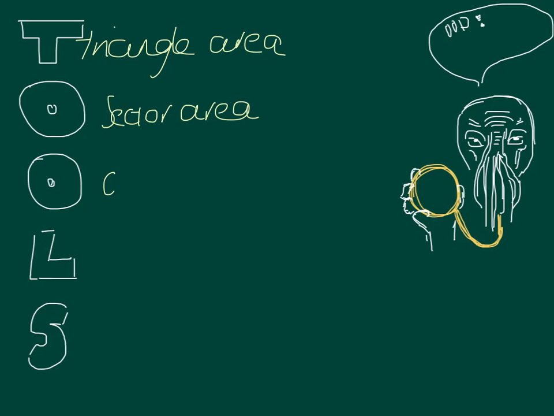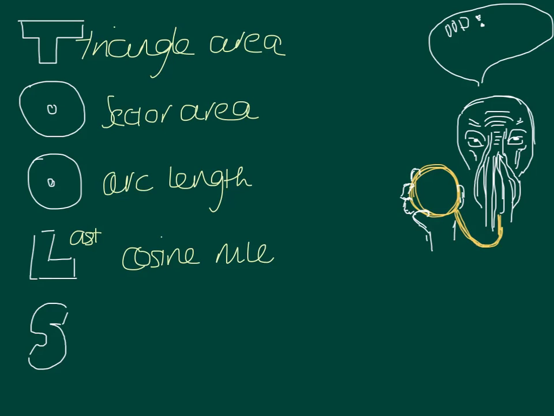The next one is arc length. L is your last resort, and that is the cosine rule. And the S represents, obviously, sine rule. Okay, so some of these you should be familiar with, others will be completely new to you, but that is obviously the point.